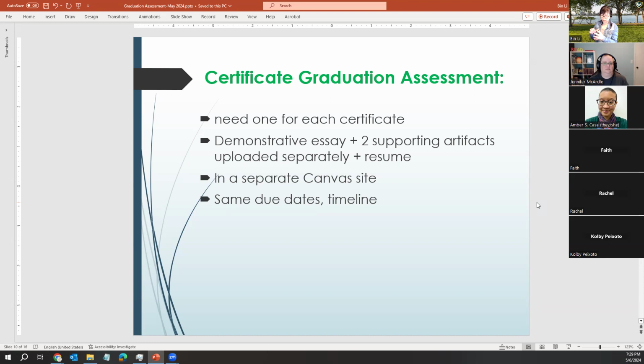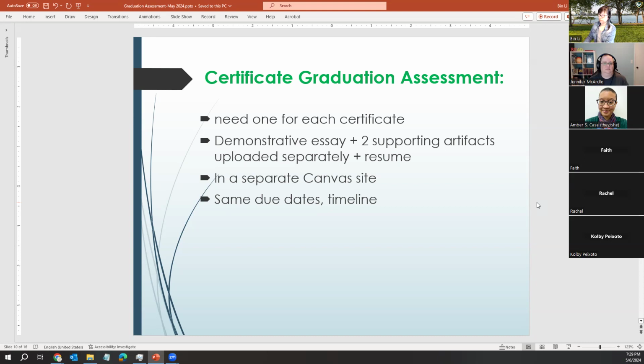It will be a separate Canvas site. So if you are getting your master degree and your certificate, you'll be invited into two Canvas sites, and you'll need to finish both. But we have the same due date and same timeline.